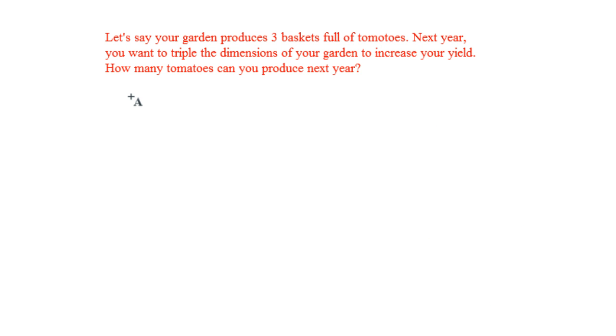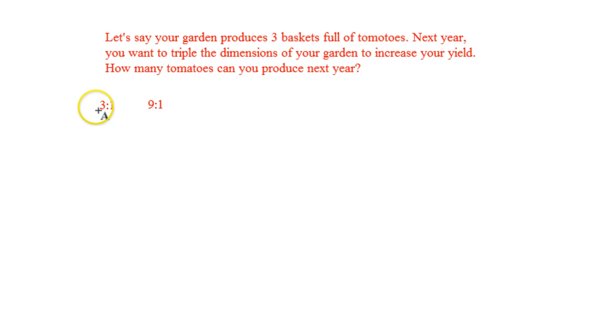So let's say your garden produces 3 baskets full of tomatoes. Next year, you want to triple the dimensions of your garden to increase your yield. How many tomatoes can you produce next year? This one's kind of hard because it doesn't give any kind of measurements. But we do know that the ratio of next year's garden to this year's garden is 3 to 1. If that's the ratio of the dimensions, then the square footage is going to be 9 to 1. That's actually really kind of cool.